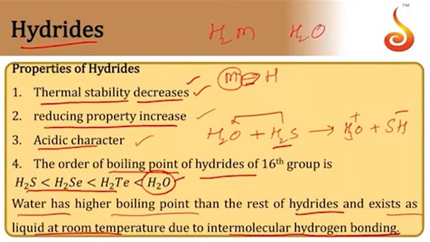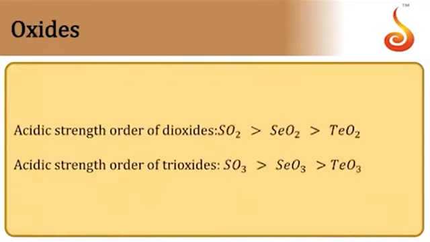These are the properties of the hydrides. Thermal stability is decreasing because of the decrease in bond strength. Reducing property increases because the bond breaks very easily. Acidic strength is also increasing because once again the strength of the bond is decreasing. Boiling points depend upon the van der Waals forces, which in turn depend upon the molar mass. The only exception is water because of its hydrogen bond. These are the properties of hydrides.